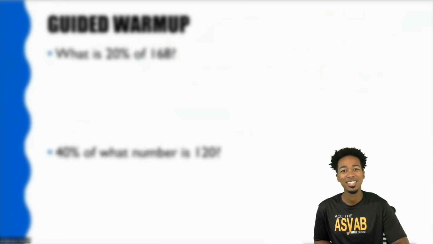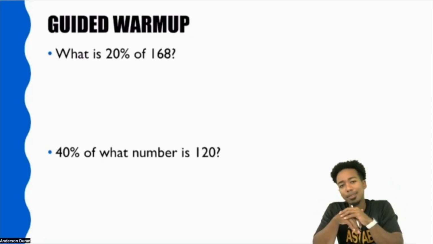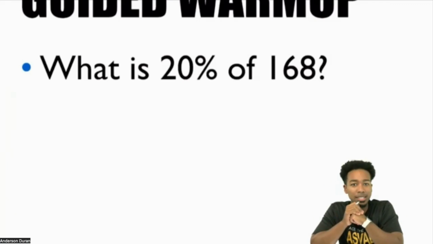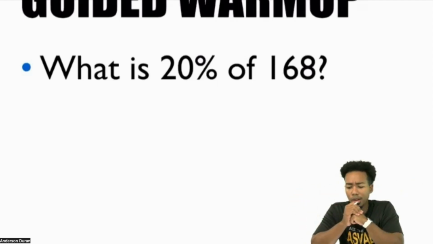Let's ace the ASVAB. So before we even do the calculations, before we get into that, let's look at the first one here. What is 20% of 168? Everybody, quick question. What do you think we're looking for? The percent, the original number, the result? What do you think? What do you think we're looking for here?